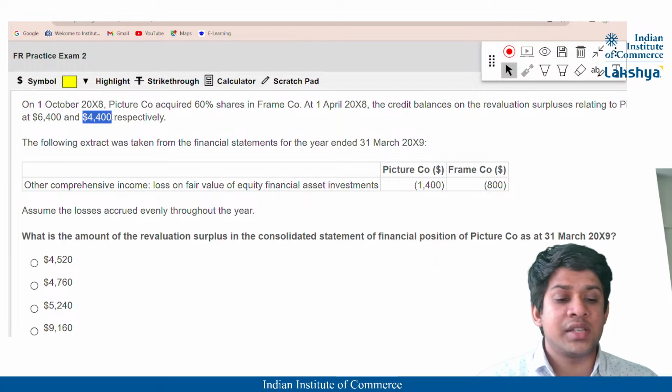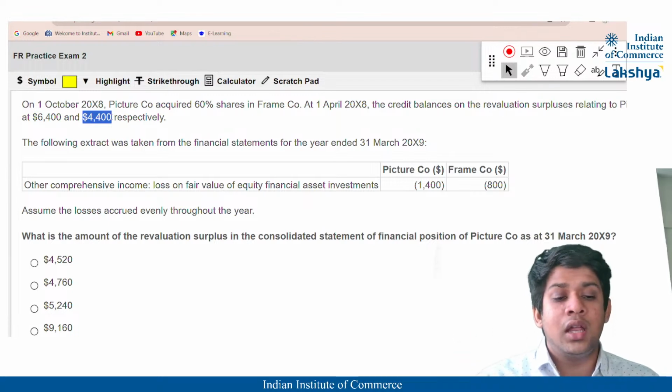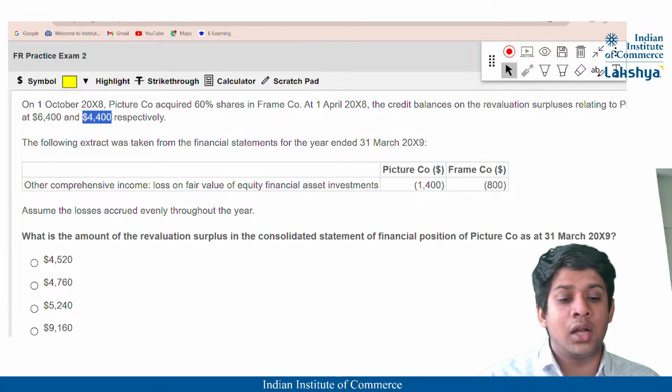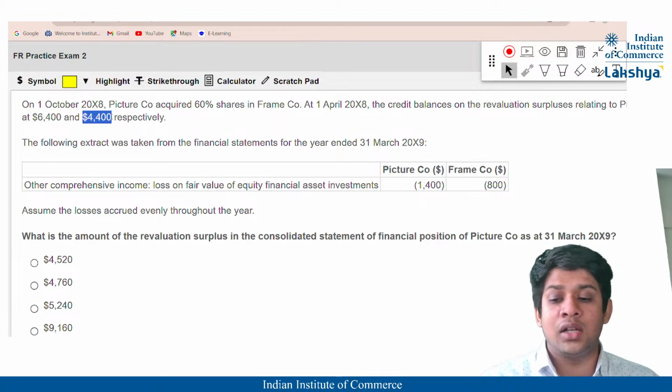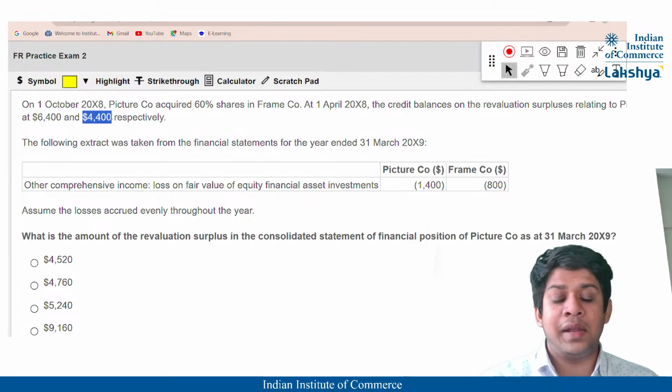If you want to understand consolidation in detail, you can go to our previous lectures. In the previous quarter, we have done consolidation. There you can understand in detail why this 4,400 is not included, because technically they are pre-acquisition revaluation surpluses which we are not entitled to, because this is the revaluation surplus stored before we acquired it, right?